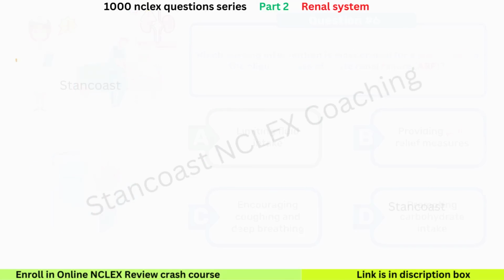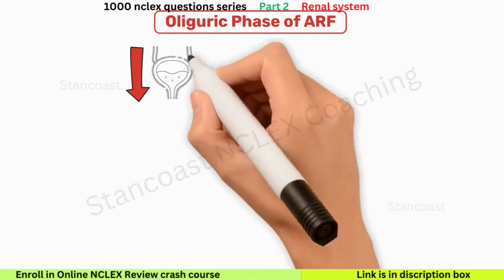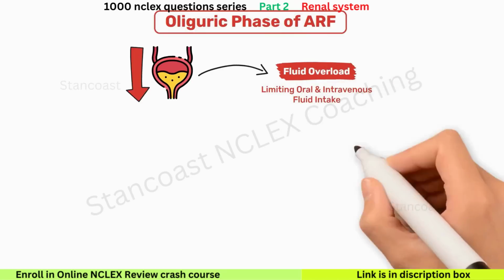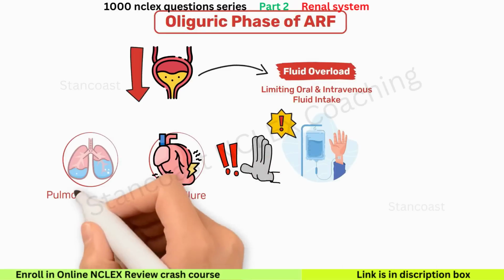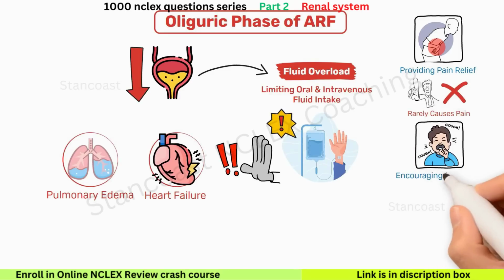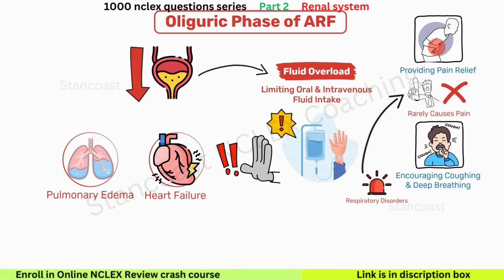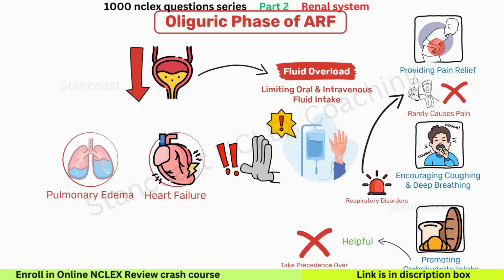Limiting fluid intake. During the oliguric phase of ARF, there is a significant decrease in urine output which can lead to fluid overload. Limiting oral and intravenous fluid intake is crucial to prevent complications such as heart failure and pulmonary edema. Providing pain relief measures is not a priority because ARF rarely causes pain. Encouraging coughing and deep breathing is important for clients with various respiratory disorders, but it is not the priority in ARF. Promoting carbohydrate intake may be helpful in ARF, but does not take precedence over fluid restriction.